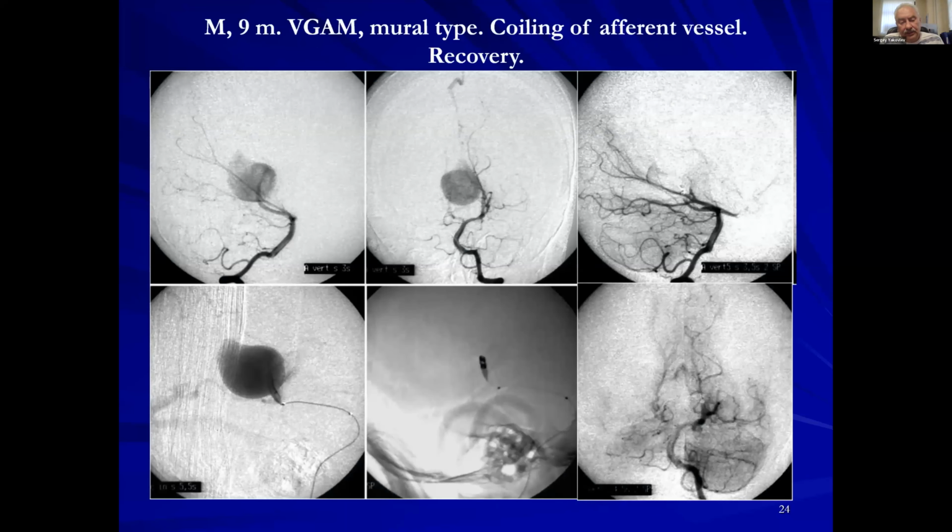I can show you some clinical cases. This is a male child, the age of 9 months, with a vein of Galen malformation of mural type. We performed coiling of the afferent vessels, with the AVM totally excluded from blood flow.